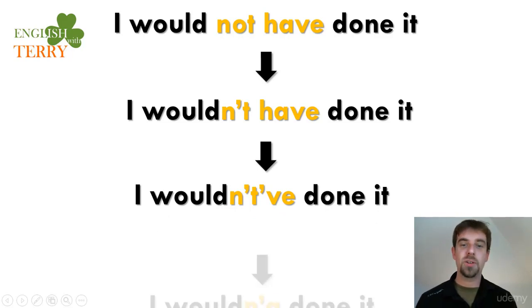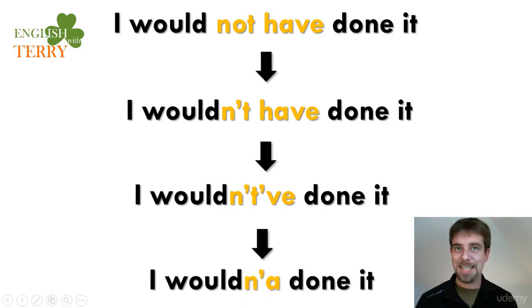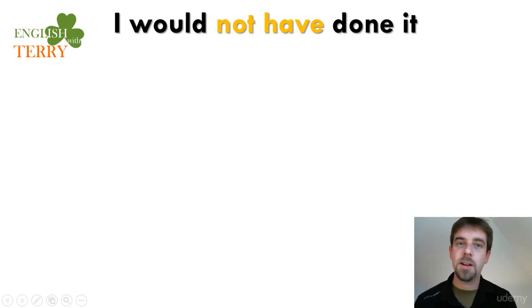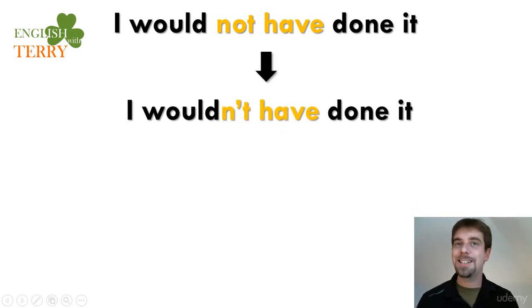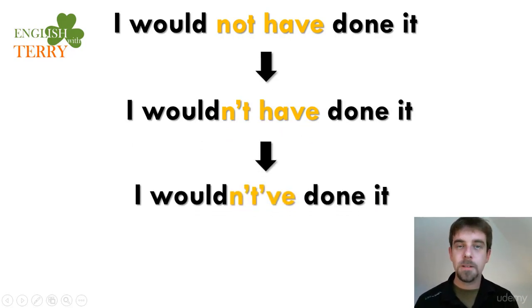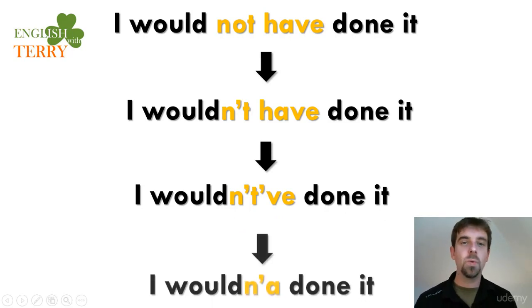And now two things are going to happen now. First, the T in wouldn't will disappear, and the have or if will become an a. Wouldna. I wouldn't have done it. Complicated, right? When we start here, I would not have done it. I wouldn't have done it. And we speak quickly. I wouldn't have done it.